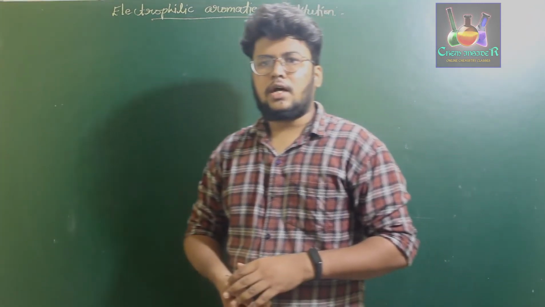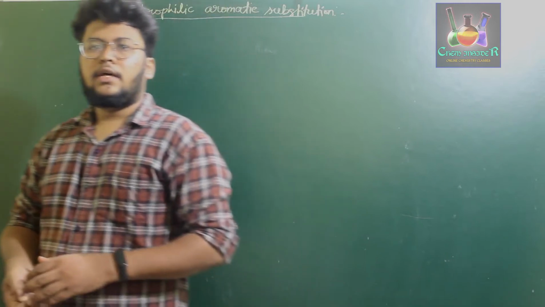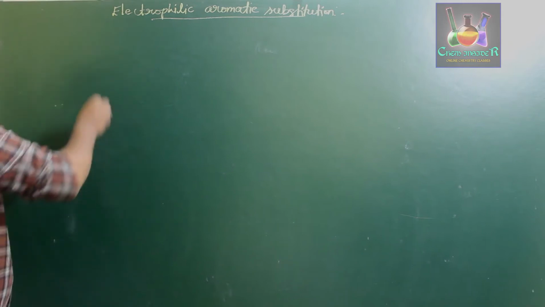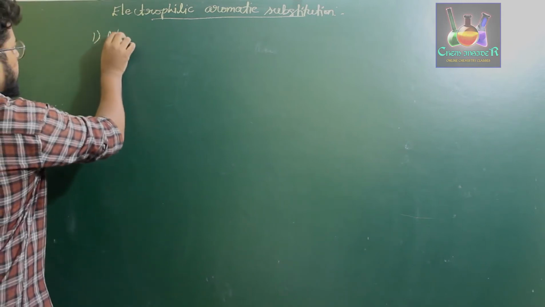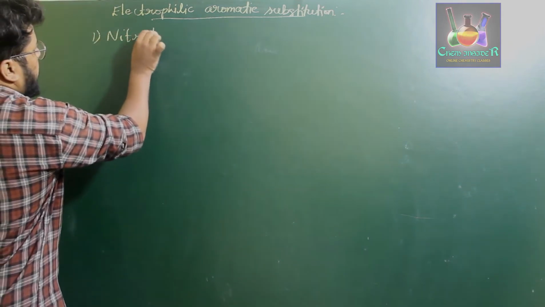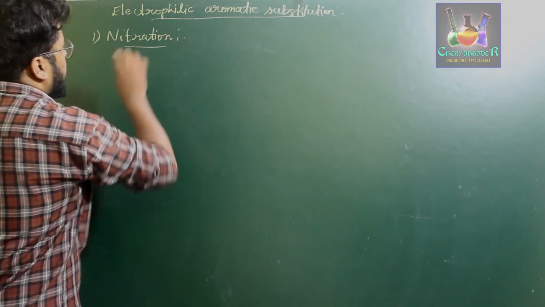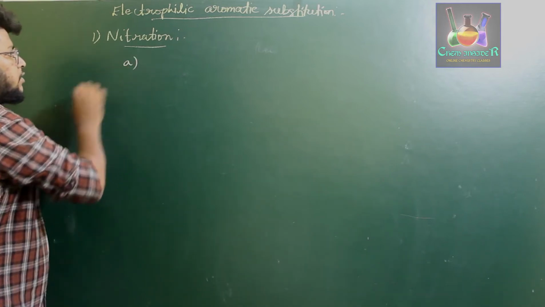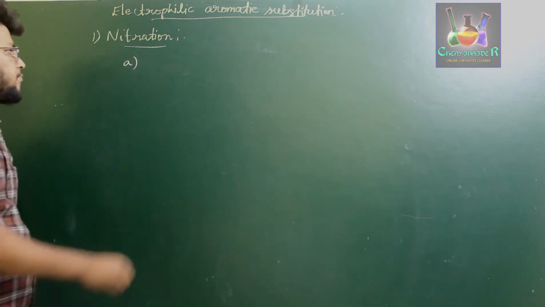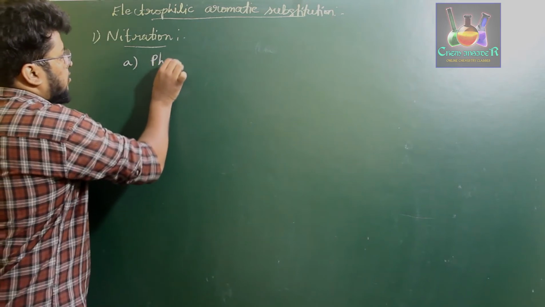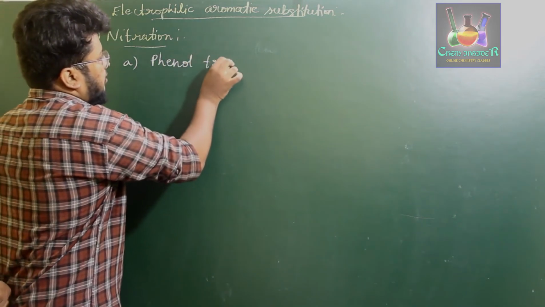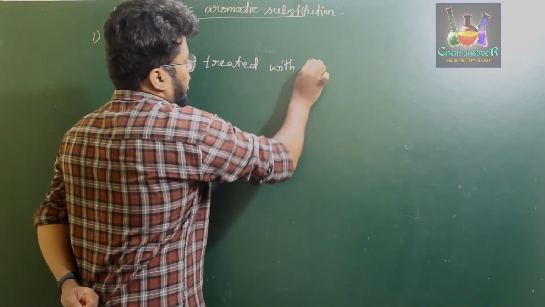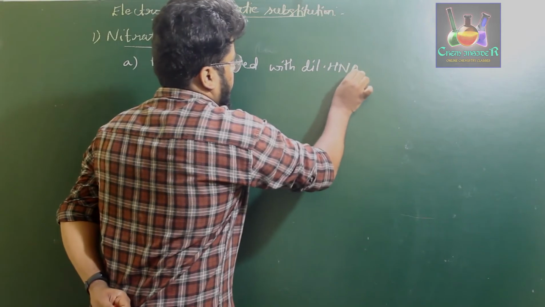When phenols are treated with dilute nitric acid, they form ortho and para nitrophenol. So the first reaction is the nitration process, that is, phenols can be treated with both dilute nitric acid and concentrated nitric acid. Now we first discuss the reaction of dilute nitric acid with phenol, that is, in the first case, phenol treated with dilute HNO3, that is dilute nitric acid.